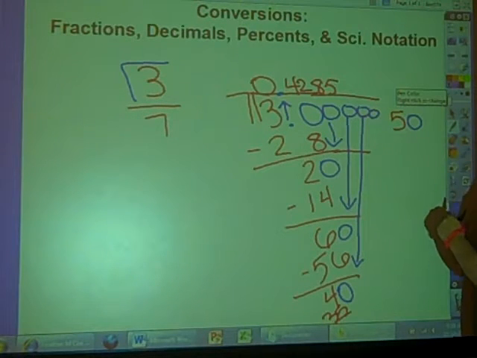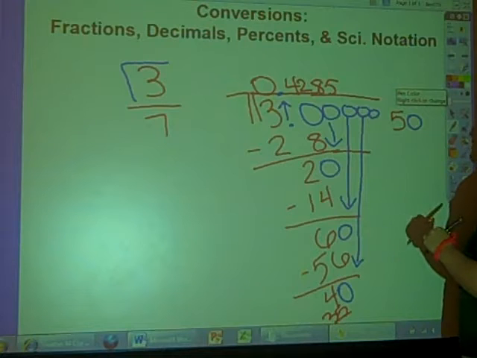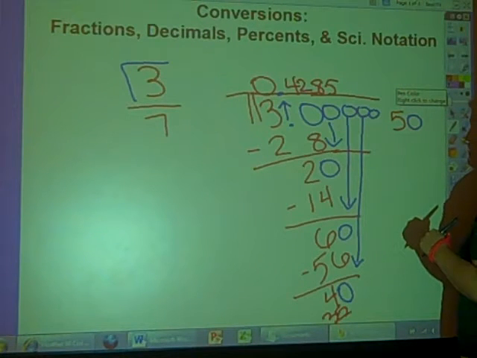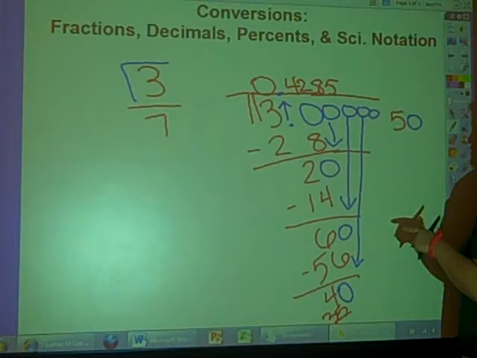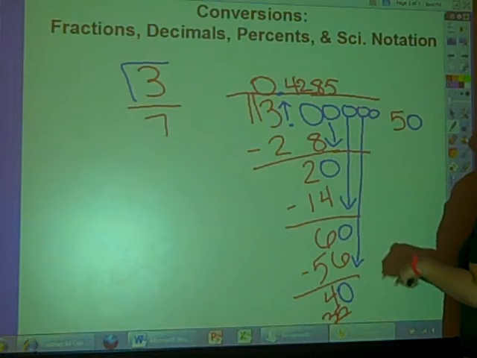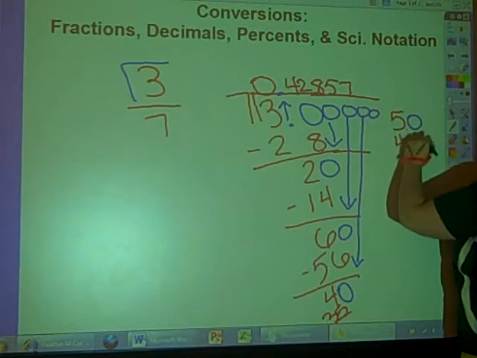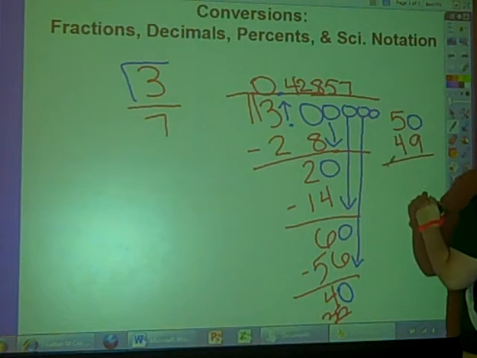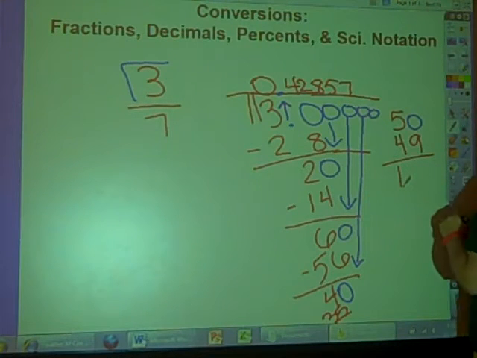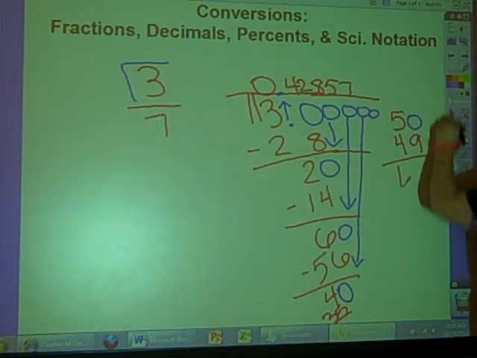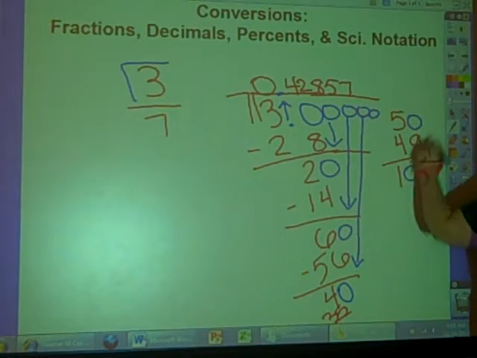And I ask myself, how many times will 7 go into 50? Well, I know that it can't be 8, because 7 times 8 gives me 56. So let me go 1 down, so that's 7. 7 times 7 is 49. 50 minus 49 is 1. Still haven't had anything repeat yet. So I would add another 0 and bring that 0 down.